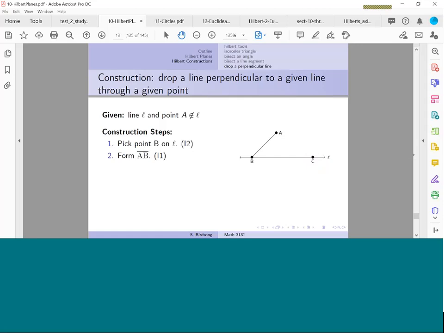Let me go back. So to get ourselves in terms of what we want to do, we want to find a line that is trying to be a straight line, so pretend that's sort of a straight line. So we want to find a line that is perpendicular to L through A. So we want to find that dotted line. Now, what do we know we can do? Construction techniques in Hilbert geometry are all based off of isosceles triangles.